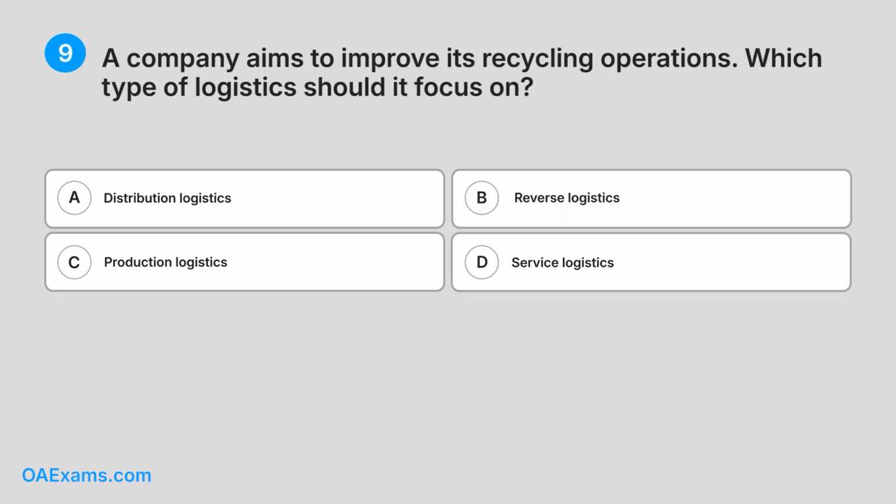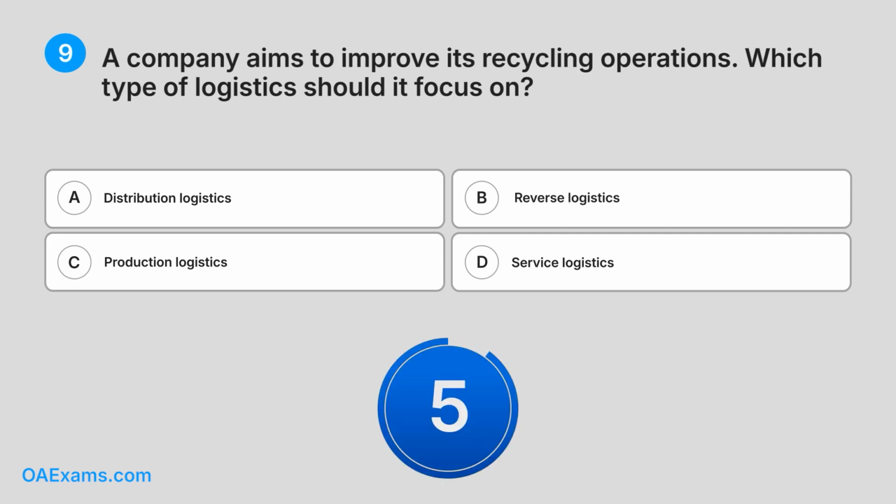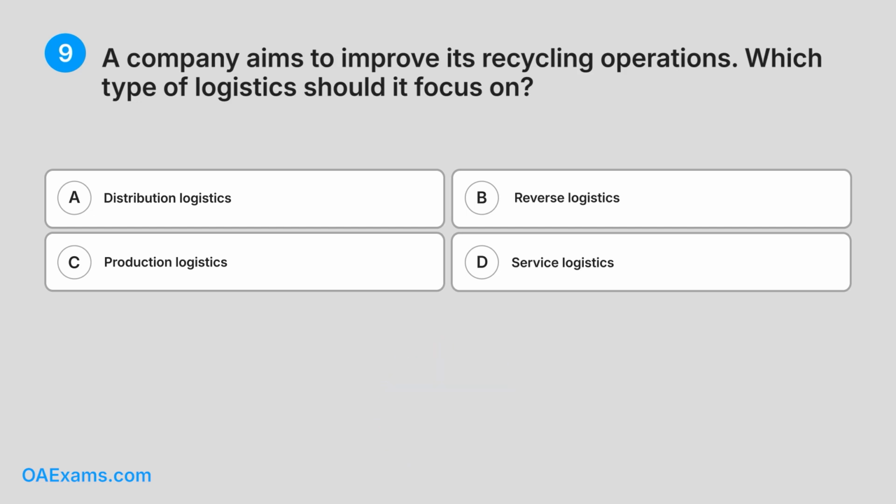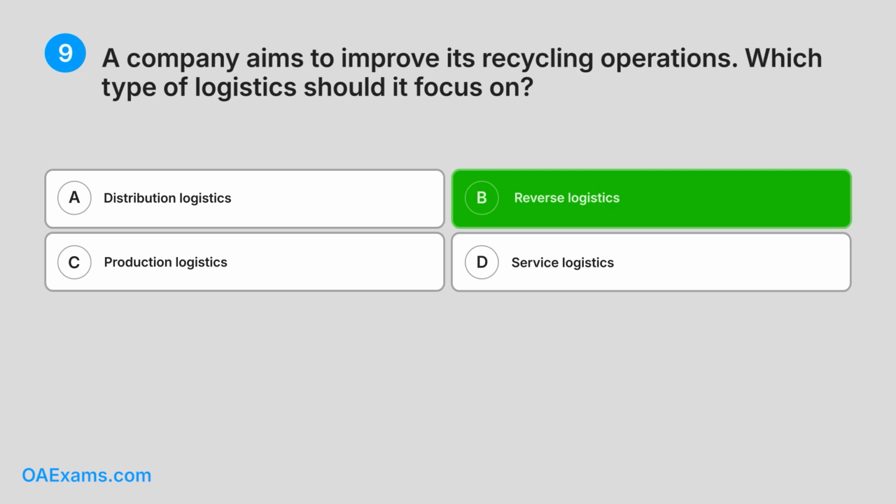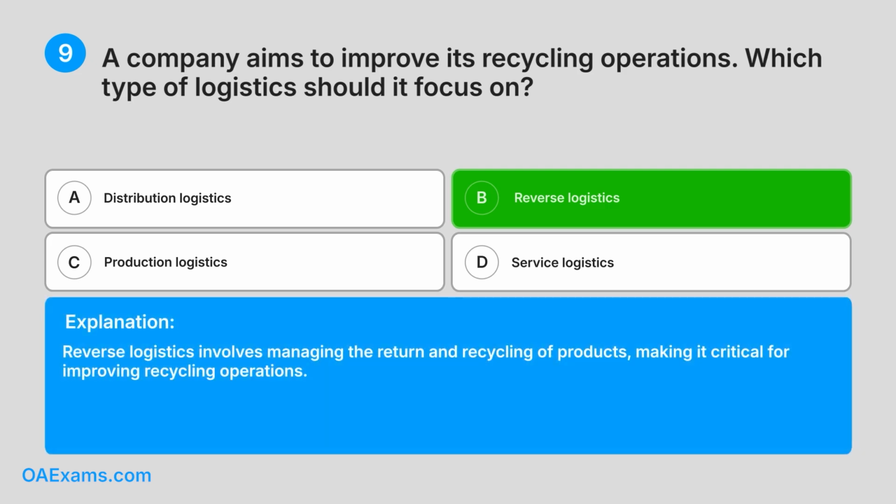9. A company aims to improve its recycling operations. Which type of logistics should it focus on? A. Distribution logistics. B. Reverse logistics. C. Production logistics. D. Service logistics. Can you guess the answer? Correct answer, B. Reverse logistics. Explanation. Reverse logistics involves managing the return and recycling of products, making it critical for improving recycling operations.